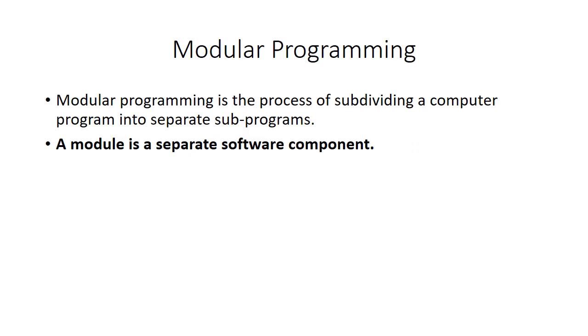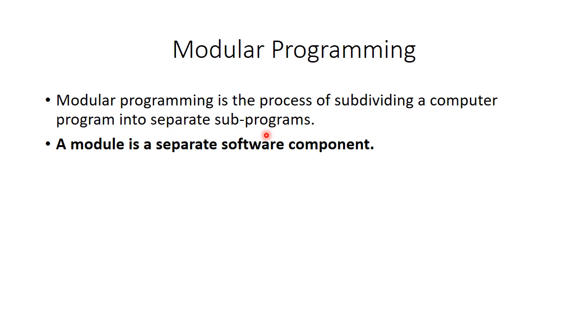modular programming. Modular programming is defined as a process of subdividing a computer program into separate subprograms. It's self-explanatory from this sentence itself. I believe there's no need for any further explanation on this. Simple sentence: we are dividing the entire program into different subprograms. That is what modular programming means.